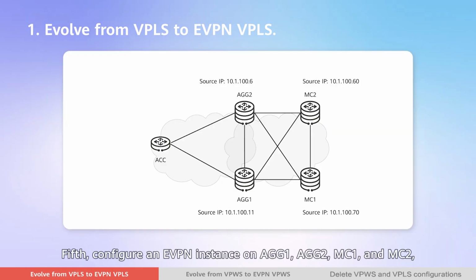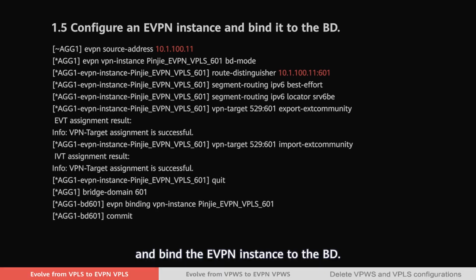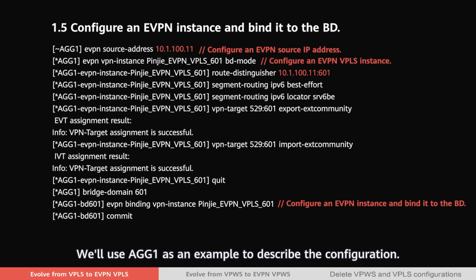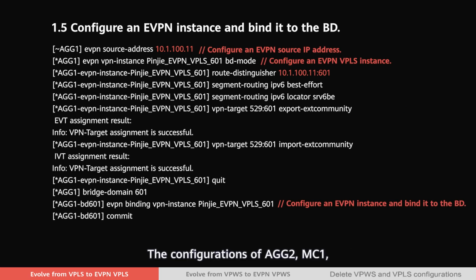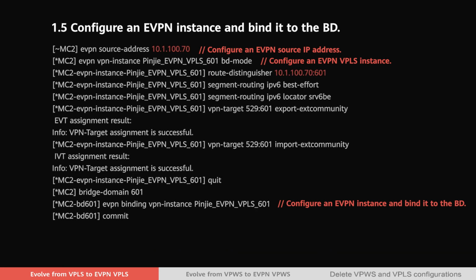Fifth, configure an EVPN instance on AGG1, AGG2, MC1, and MC2, and bind the EVPN instance to the BD. We'll use AGG1 as an example to describe the configuration. The configurations of AGG2, MC1, and MC2 are similar to that of AGG1, except that their EVPN source IP addresses and RDs are different.